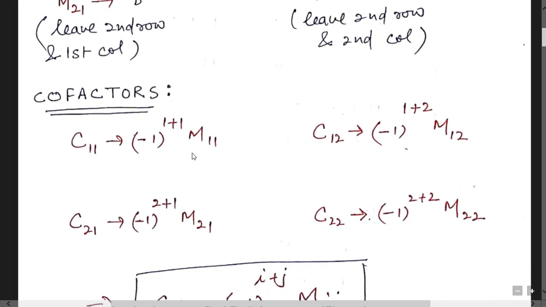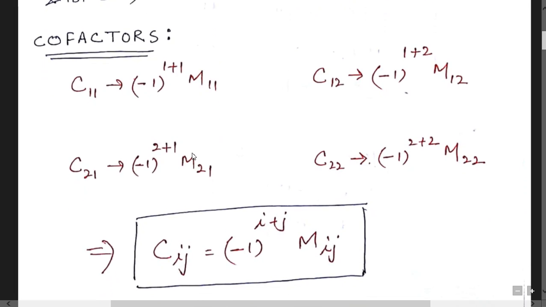Now what to do with the cofactors? Cofactor is minus 1 raised to power 1 plus 1, then minus 1 raised to power 1 plus 2, and similarly minus 1 raised to power 2 plus 1 and minus 1 raised to power 2 plus 2. You have to add the powers and then multiply by the corresponding minor. You can write the general formula also: Cij can be calculated using minus 1 raised to power i plus j into Mij.